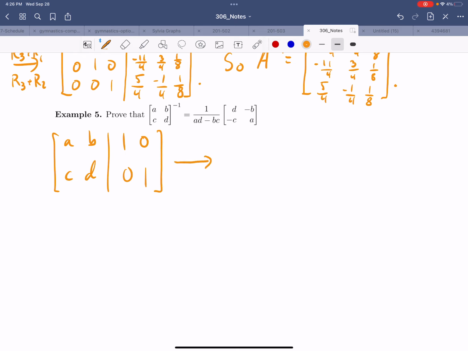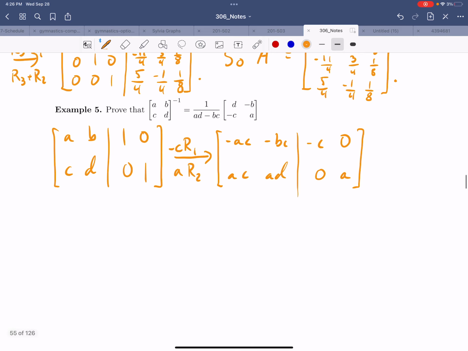I'll do C times R1, and then maybe I'll do negative A. Actually, for appearance purposes, I'll do negative C R1, A R2. You'll see why in a sec. It's going to work out a little bit nicer. So we're going to wind up getting negative AC, negative BC over here, negative C, 0 here, and then A times R2, we're going to get AC, AD, and I guess this will be 0, A, because we're performing the operations across the matrix.